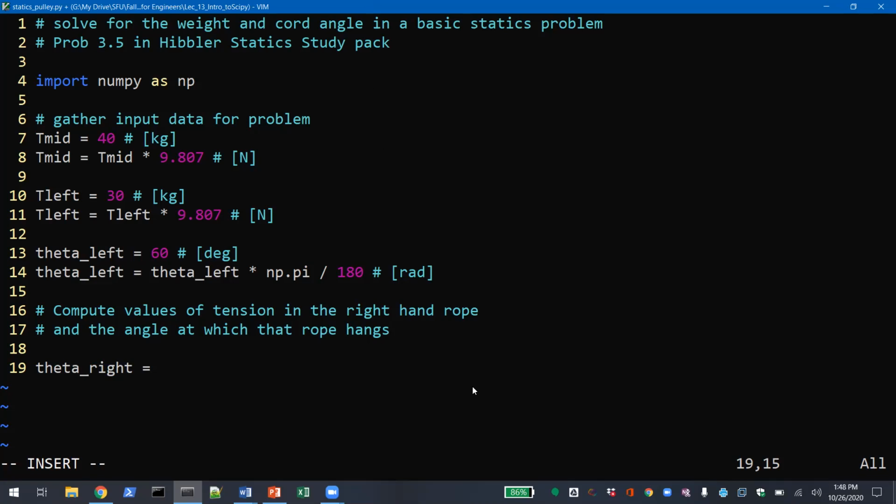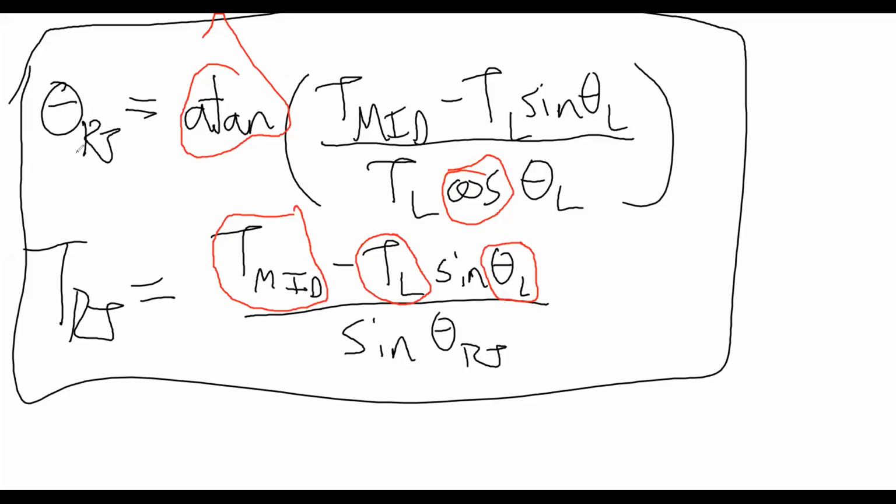Okay. So if I look at my equation there, it's theta right equals arctangent of the quantity theta at t mid minus TL sine theta left, all that divided by TL times cosine theta left. So that's what I need to write in.